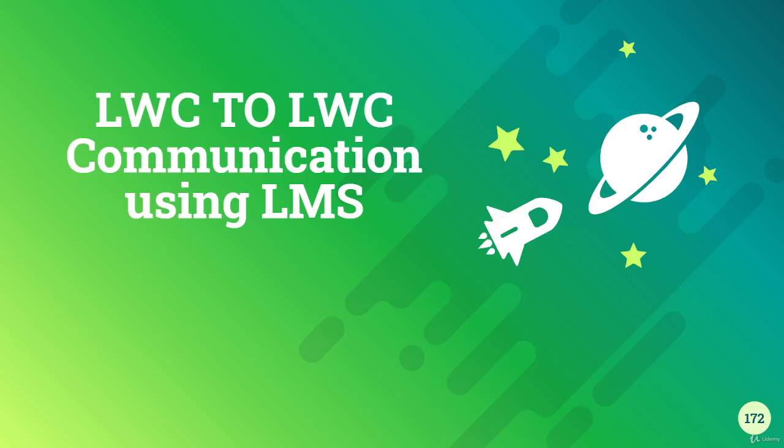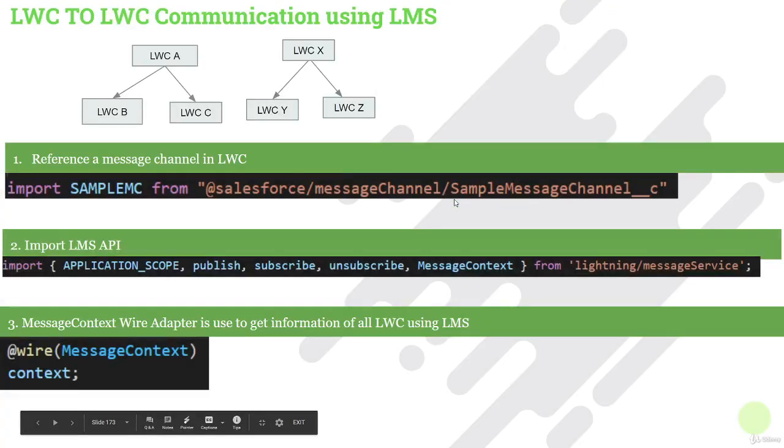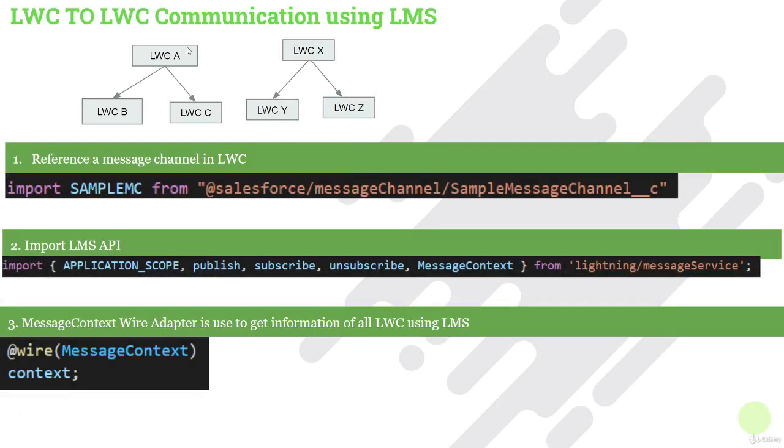In this video, we learn how to communicate from one Lightning Web Component to another Lightning Web Component using Lightning Messaging Service. Till now, we have already seen that we can communicate from a parent component to a child component by passing the data, and from a child component to a parent component by triggering an event. But till now, we don't have any solution in which we have to communicate between two lightning components.